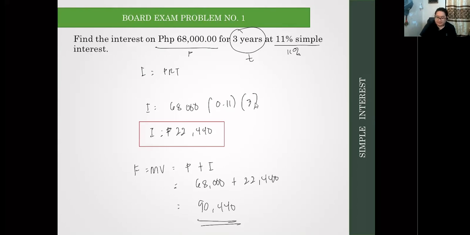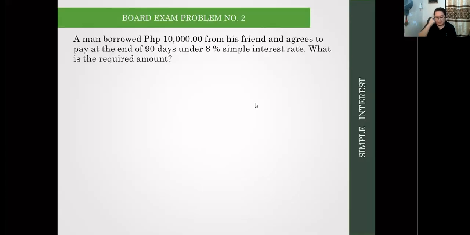All right, next. So we have number 2. A man borrowed 10,000 pesos from his friend and agrees to pay at the end of 90 days under 8% simple interest rate.